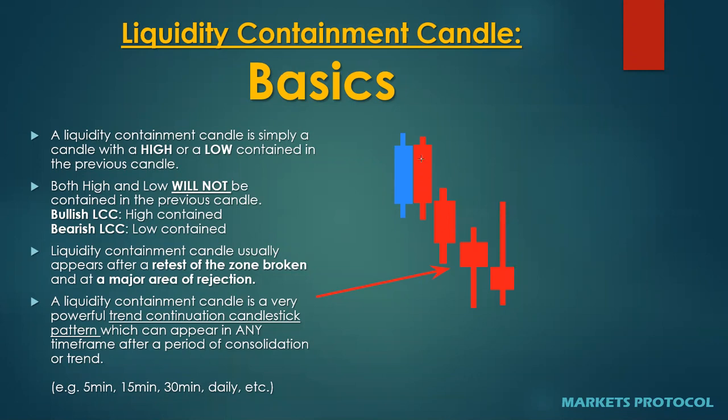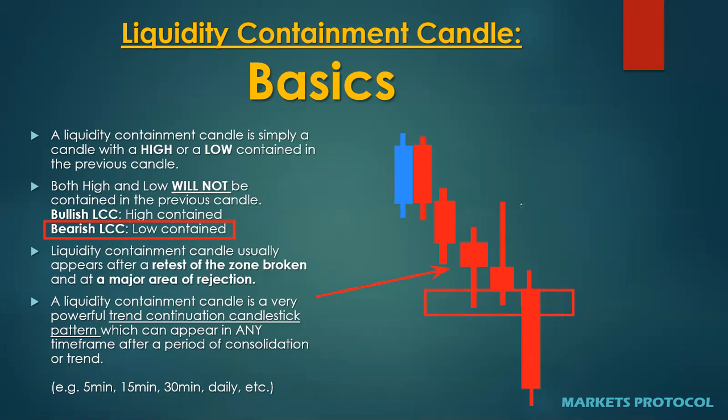What happened here is that we broke the high of the previous one, but the lows are contained, which is what we're talking about in a bearish liquidity containment candle. Once you see this type of price formation, you can expect the next candle to start breaking the low of the previous one, and we could have a further continuation coming down to the next area of rejection.